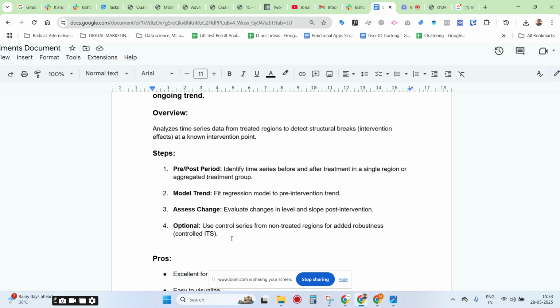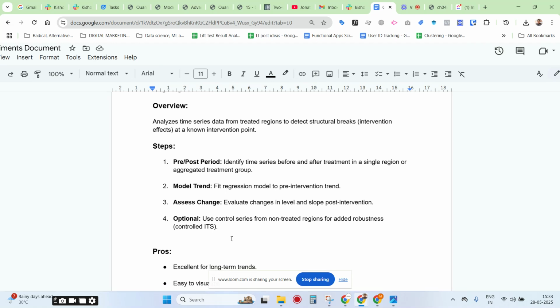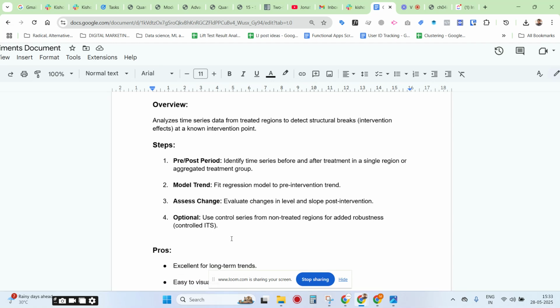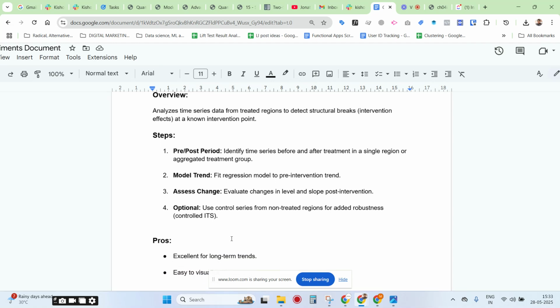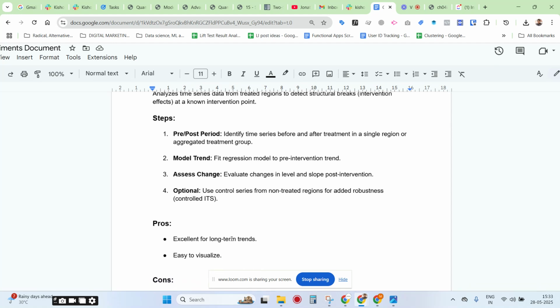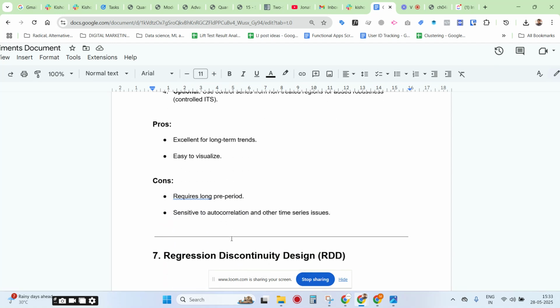So it basically analyzes time series data. Essentially it's one group for which you're observing the sales or the outcome data over time, and then you try to detect the structural breaks at a known intervention period. So it's pre-post period, model trained, assessment of change. These are the different steps in this method here.